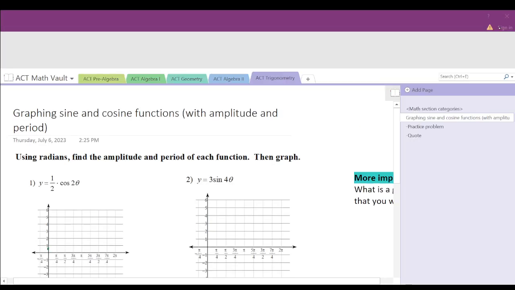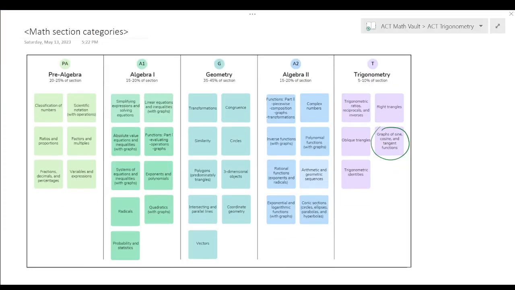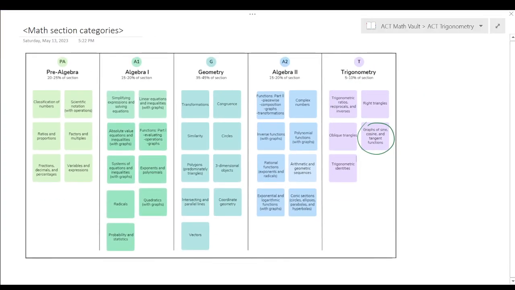So let's get into the math section as a whole. It's possible that you would have a question on trigonometry graphs, like graphs of trig functions. It's very rare that you would see tangent. It's more of the basic graphs of sine and cosine. That's written in the standard as one of the trig standards.